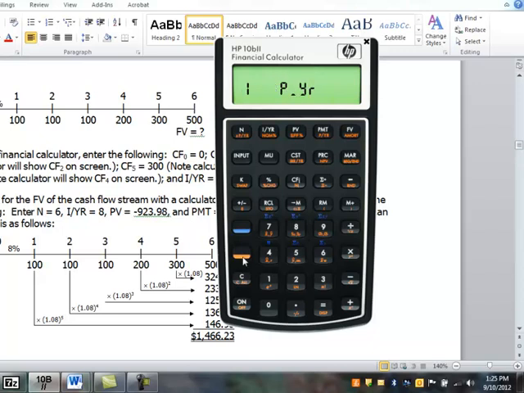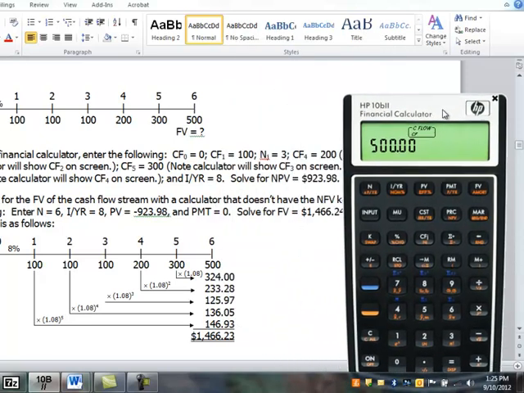now let me just clear that. 0 cash flow, 100 cash flow, 100 cash flow, 100 cash flow, 200 cash flow, 300 cash flow, 500 cash flow. Now our interest rate in this problem is 8%.